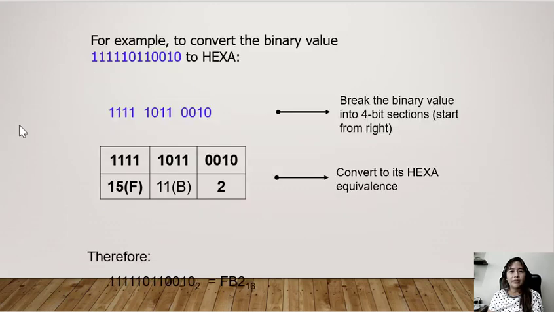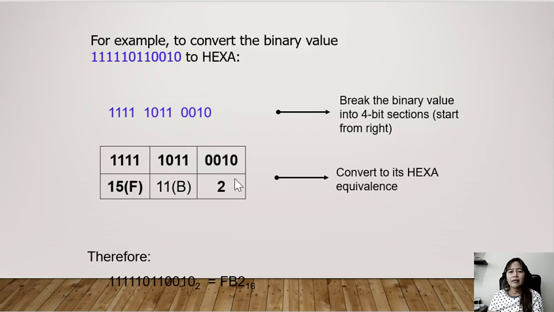Let's start off with an example here. The example is 1 1 1 1 1 0 1 1 0 0 1 0. To convert this to hexadecimal, you simply have to break the binary value into 4-bit sections. So we have 0 0 1 0 starting from the right, and then the next section would be 1 0 1 1, followed by another section of 1 1 1 1. Since there are no other digits remaining, that's it. So we have successfully grouped our binary numbers into 4 digits each.